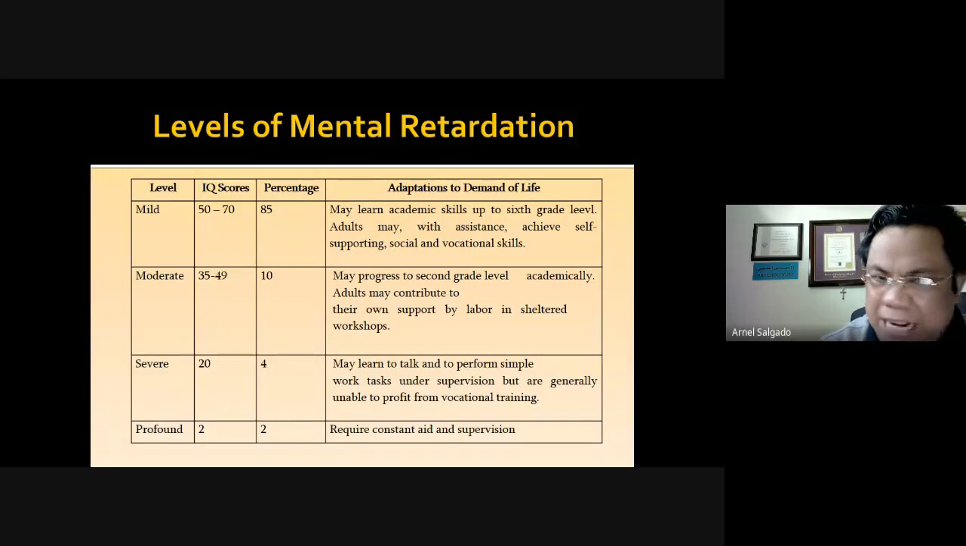It must be guided. And severe mental retardation, 20. Their IQ is 20. Imagine that, no? You are 20 and you are thinking like a 1-year-old, 2-year-old, no? Something like that. Severe. They learn to talk and perform simple work tasks under supervision, but are generally unable to profit from vocational training, and they cannot even take care of themselves. While if the IQ is 2, very, very low already, they cannot even think. So profound, it requires constant aid and supervision. They are like infants already.